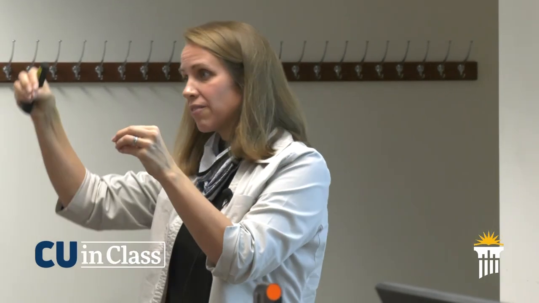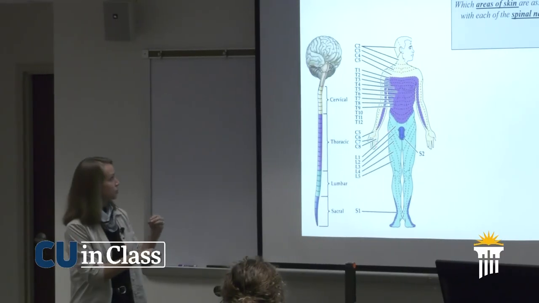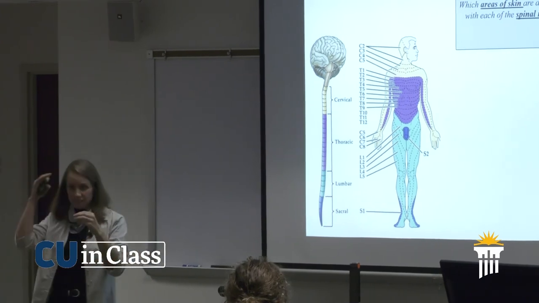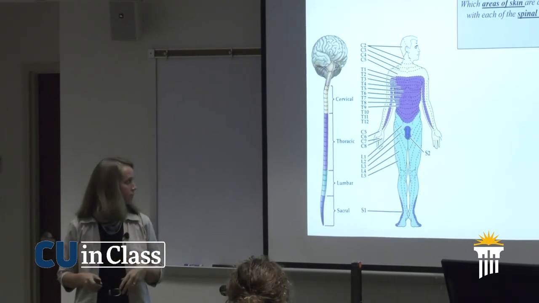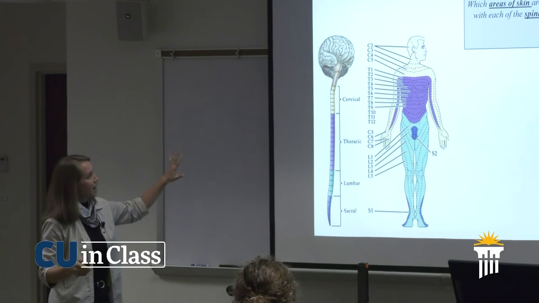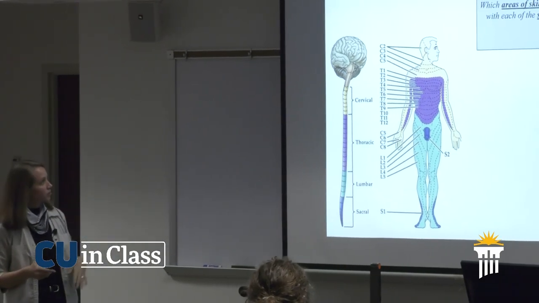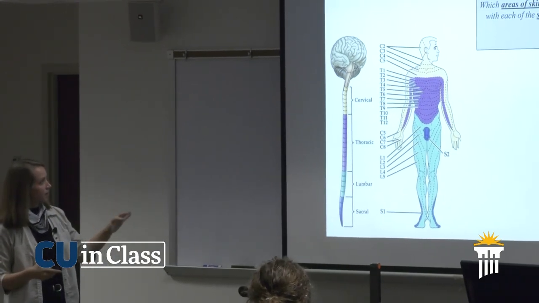It's going to bring that information to the spinal cord. It's going to come in the back door of the spinal cord because it's sensory. It's going to go up to the brain, be processed, and then if you need to swat it, it'll send the motor information out the front door. So the dermatomes are just a map of which areas of skin are innervated by these spinal nerves.